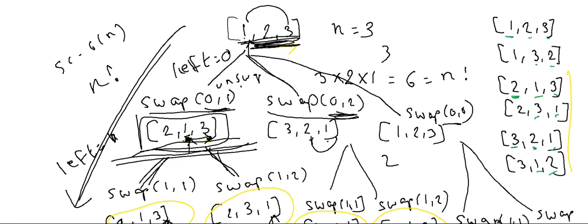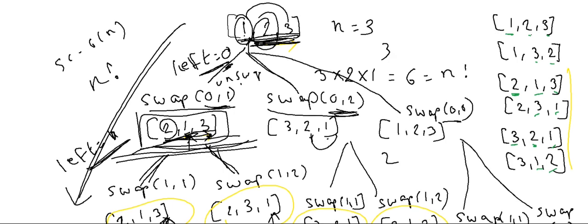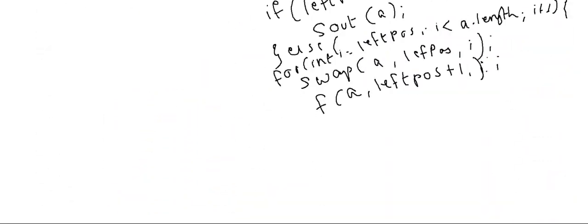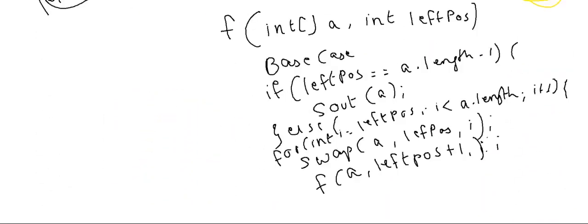Here the left was 0, so I swapped this 0th element with this element, and I got 2, 1, 3. Right now here left was 0. Then I incremented my left to 1. So now I'm not going to perform the swap for the 0th position, but I'm going to do it for the first position. So I have incremented my left and made a recursive call.